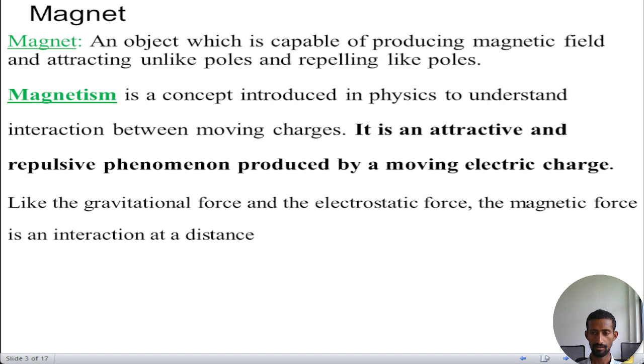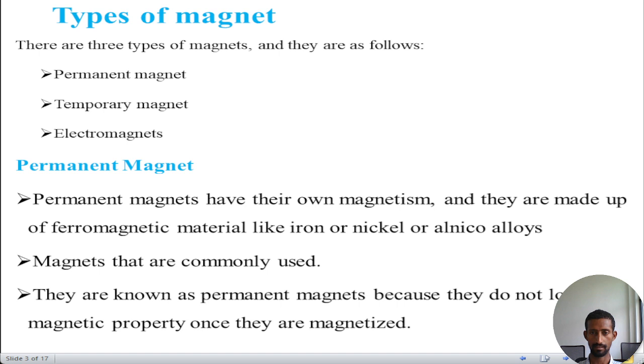Like the gravitational force and the electrostatic force, magnetic force is an interaction at a distance. As you remember, gravitational force is an interaction at a distance, and electrostatic force is also an interaction at a distance. Like that, a magnetic field or magnetic force is an interaction at a distance.